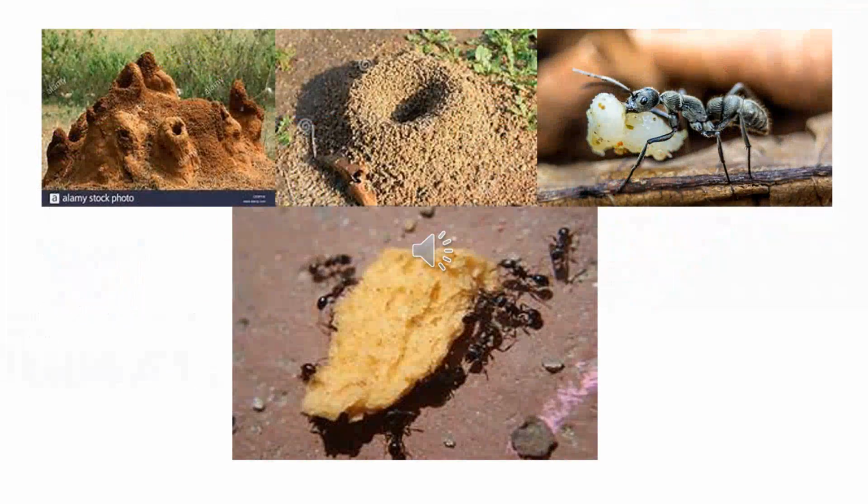Now let us discuss some social insects. Social insects are those insects who live together in groups so that they can protect themselves from their enemies. They can share food, work, and shelter. Examples of social insects are ant, bee, termites, etc. The ants dig their ant holes in soil, sand, or hollow logs.